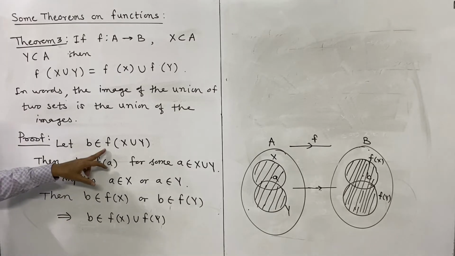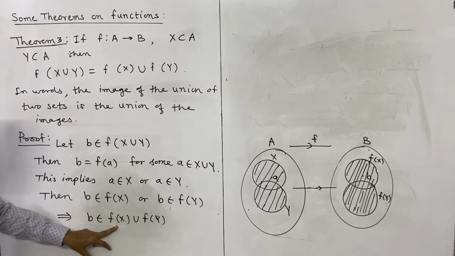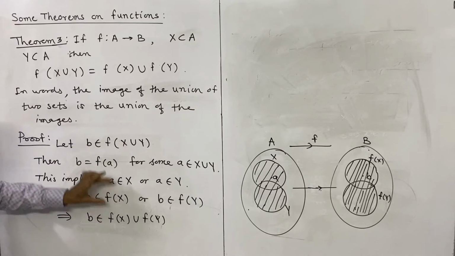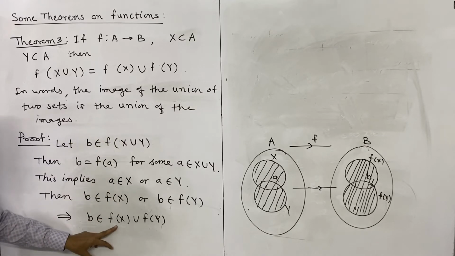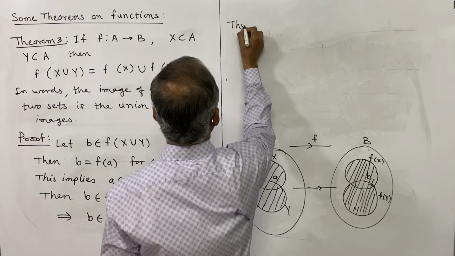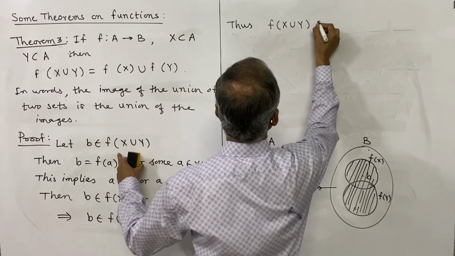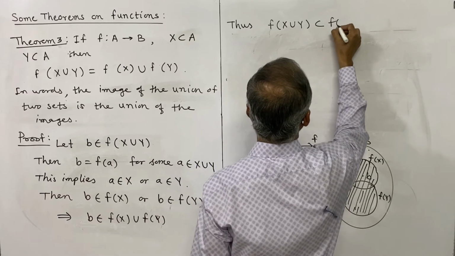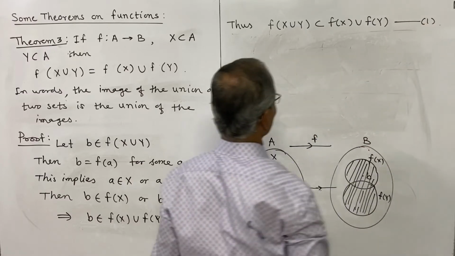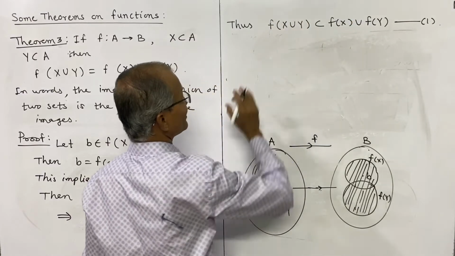And thus, starting with b belongs to f of x union y, we have shown b belongs to f of x union f of y. That means this set is a subset of this one. Every element in this set is an element in the last set, and thus f of x union y is a subset of f of x union f of y, and we suppose this as the first relation. Now we shall show conversely an element in this second set is also an element in the first set.